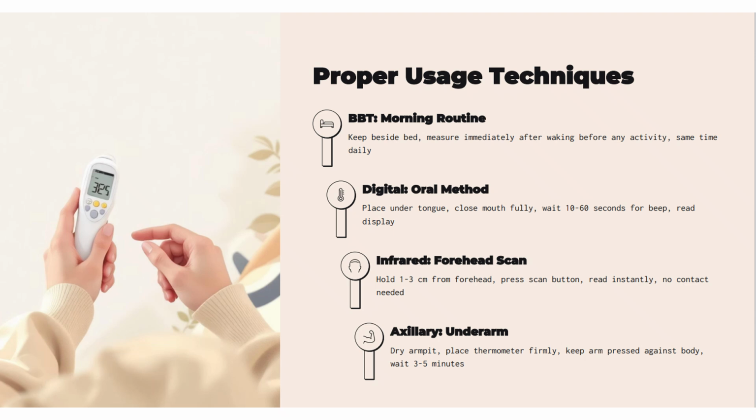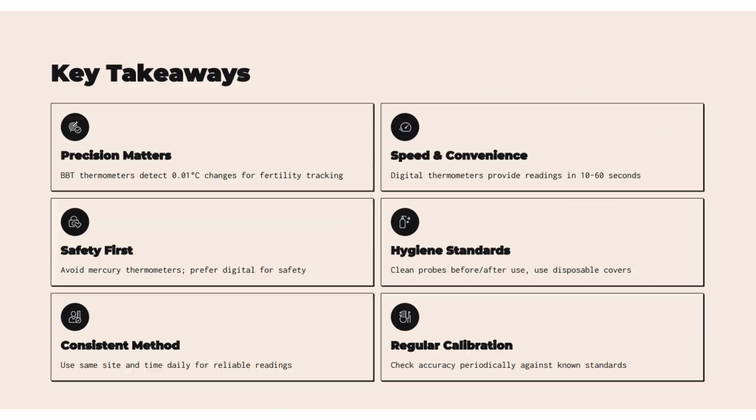From this discussion, we may conclude the precision is important for specific uses like fertility tracking. Digital thermometers are fast and convenient, and we can avoid mercury thermometers for safety purposes, because if the glass is broken, the mercury is poisonous and it will come out. So we can avoid the mercury thermometer and always maintain hygiene and use consistent methods for accurate readings.